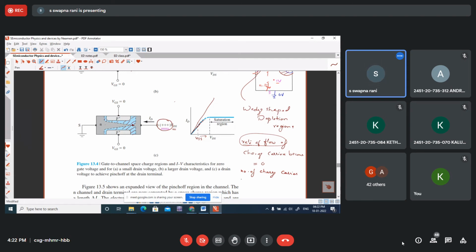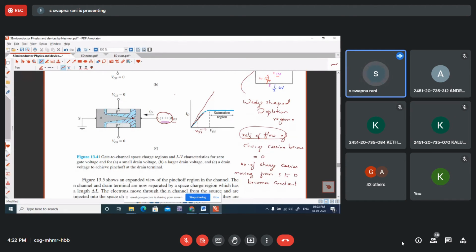moving from source to drain becomes constant. So a fixed number of charge carriers will be moving from source to drain. That is why I have written here that the rate of flow is 0. What do you mean by rate of flow? The number of charge carriers moving from source to drain per unit time is constant every time, so therefore it is 0. So at one particular voltage of VDS, current remains constant. The number of charge carriers from source to drain will be constant.